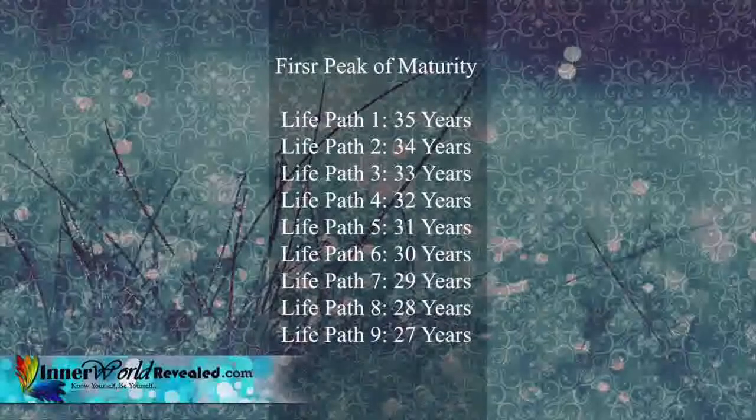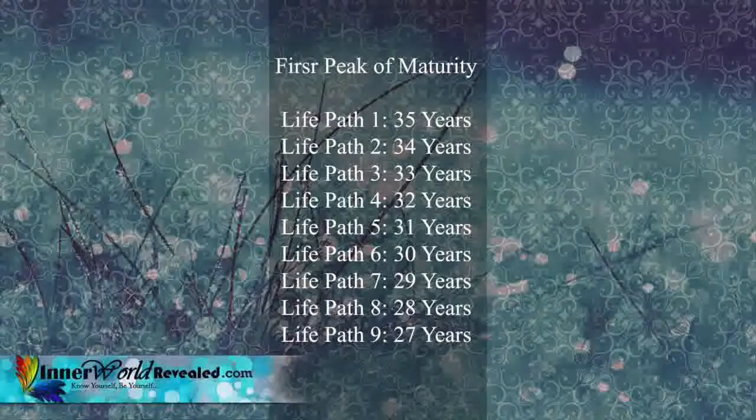Going by this method, the first peak for the life path 1 would be at the age of 36 minus 1, 35 years. For life path 2, it would be 34 years. For 3, 33. For 4, 32. For 5, 31. For 6, 30. And like this, for life path 9, it would be 27 years.